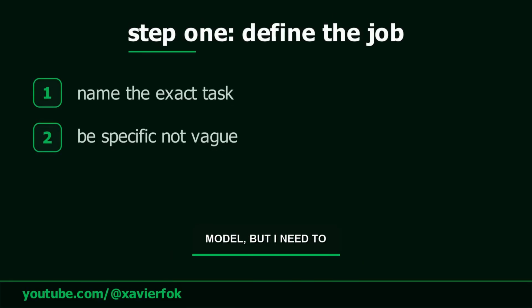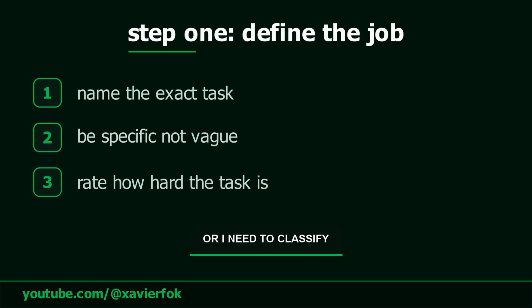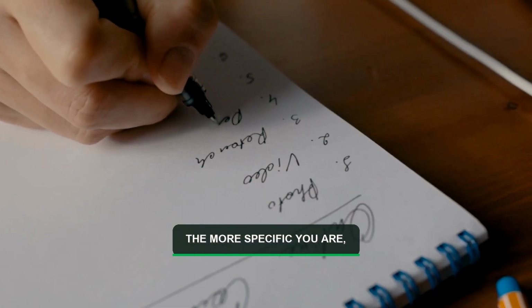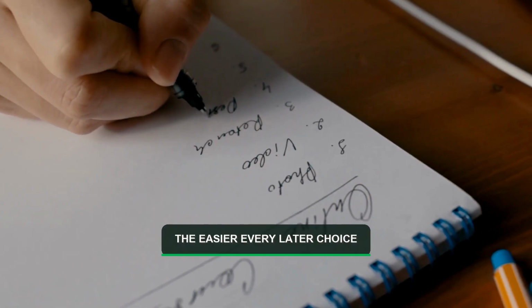Not, "I need a good model," but "I need to summarize articles into 3 bullet points," or "I need to classify messages into categories," or "I need to draft replies in a certain tone." The more specific you are, the easier every later choice gets.